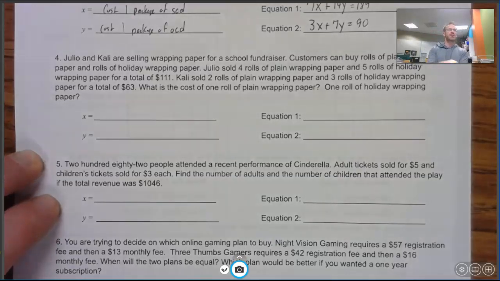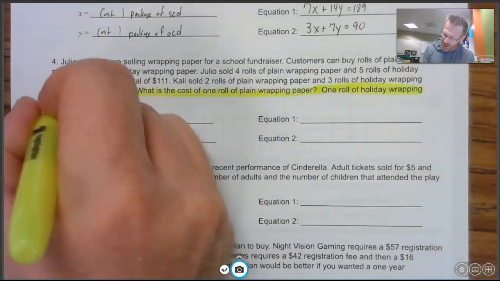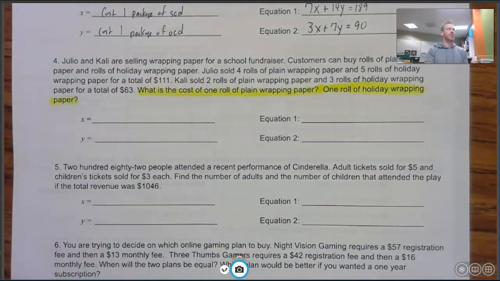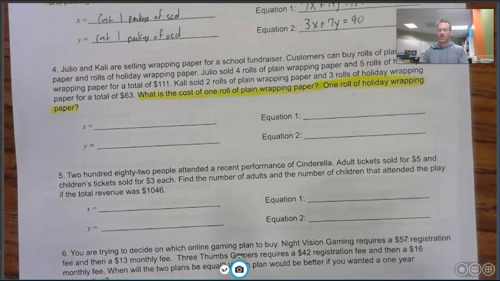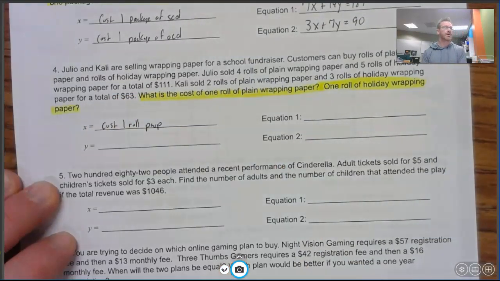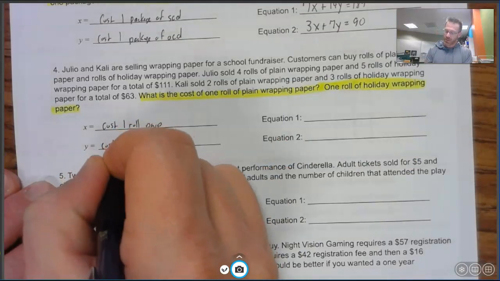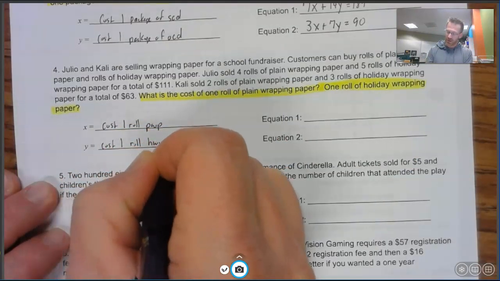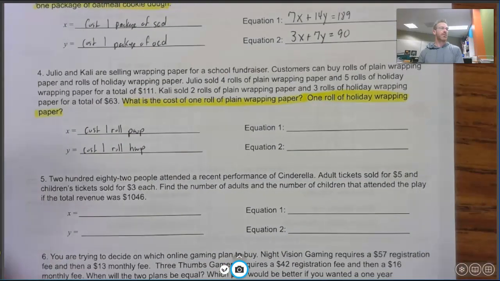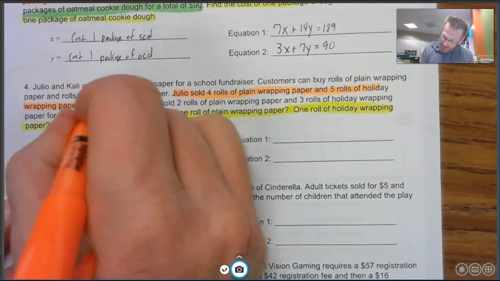So once again, these last 2 questions help us identify our variables. What do we want to know? We want to know the cost of 1 roll of plain wrapping paper. Well, that should be a variable. So let's let X be the cost of 1 roll of plain wrapping paper, and let Y be the cost of 1 roll of holiday wrapping paper. Now we can go back, in the same way we did the last problem, and look for who sold what and how much it cost. So if we go back to what Julio did, right here, this tells us everything Julio did.